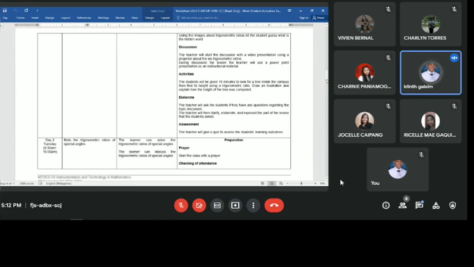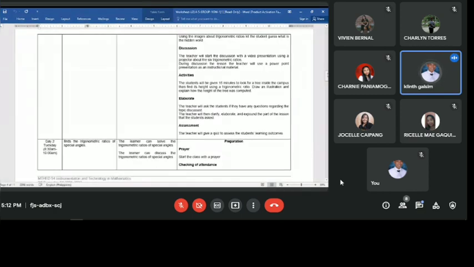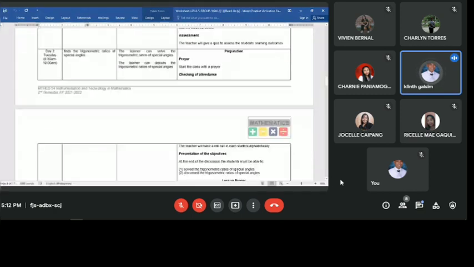That would be all. And for day two, the learning competency is finds the trigonometric ratios of special angles. The learner can solve the trigonometric ratios of special angles. The learner can discuss the trigonometric ratios of special angles.